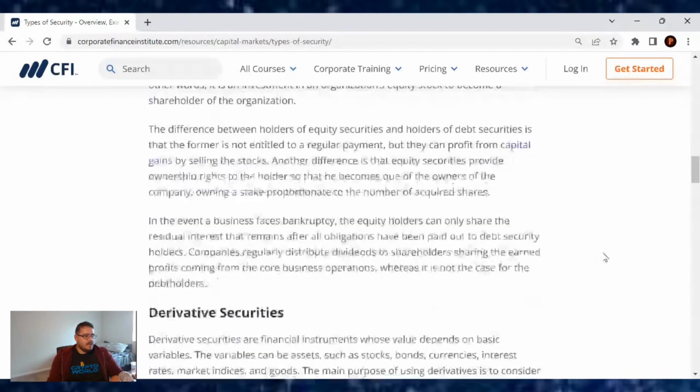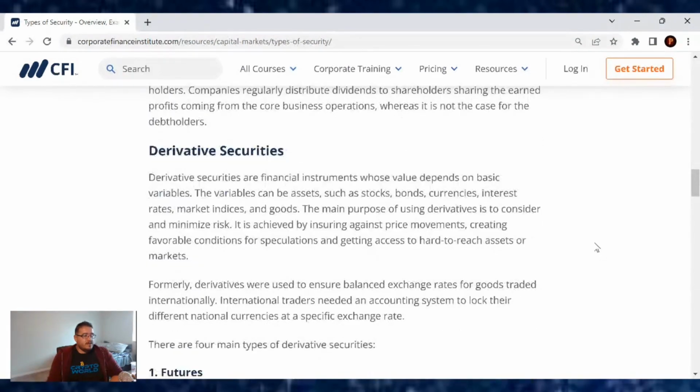Okay. And then next we've got derivative securities. Derivative securities are financial instruments whose value depends on basic variables. The variables can be assets such as stocks, bonds, currencies, interest rates, market indices, and goods. Okay, so this is the part where the SEC is going at cryptocurrencies, because currencies.